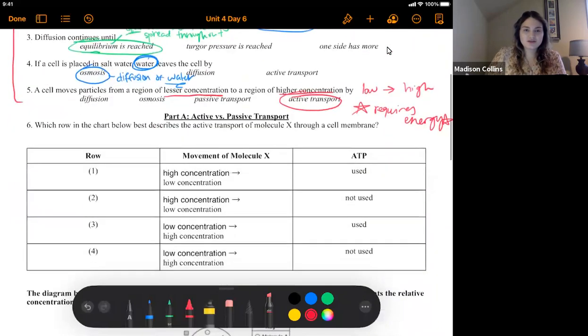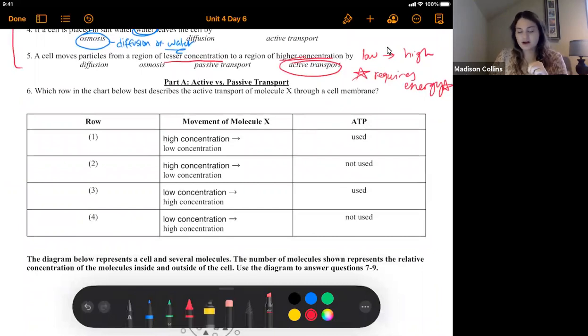All right, so now let's move on. The rest of today's worksheet is going to be some practice problems, basically asking us to figure out the difference between active and passive transport. So question number 6, which row in the chart below best describes the active transport of molecule X through a cell membrane? Okay, so is it row 1, the molecule moves from high to low concentration and uses ATP? Is it 2, the molecule moves from high to low concentration and does not use ATP? 3, the molecule moves from low to high concentration and uses ATP? Or 4, the molecule moves from low to high concentration and does not use ATP?